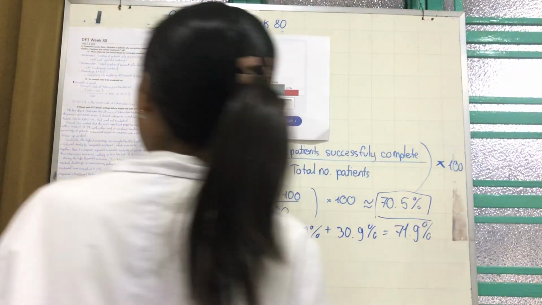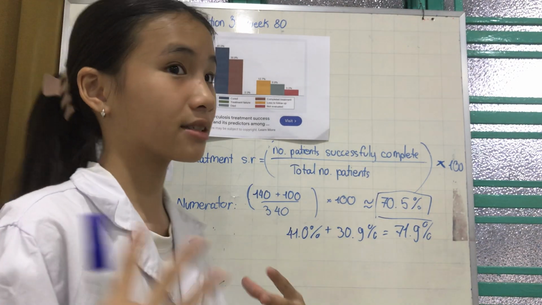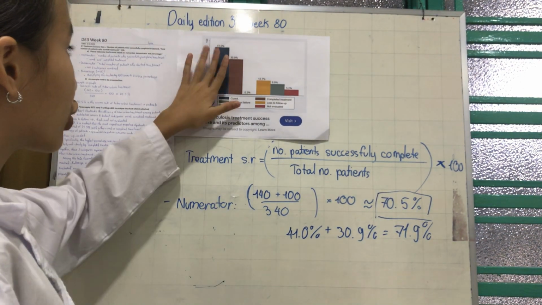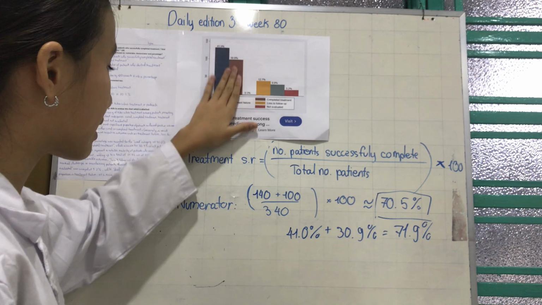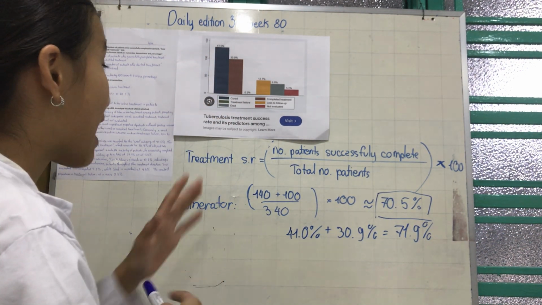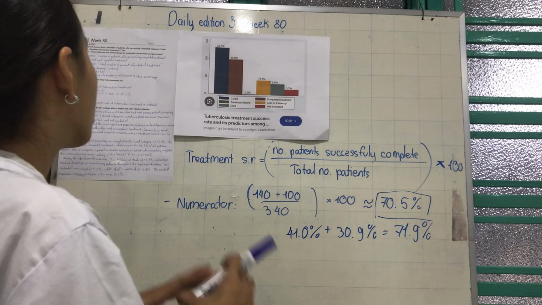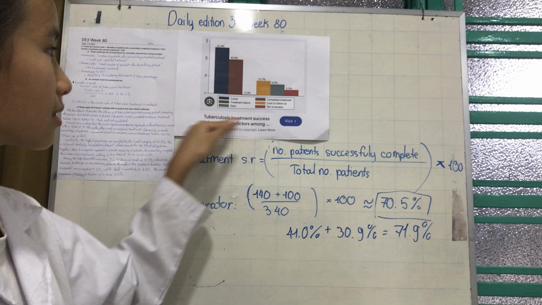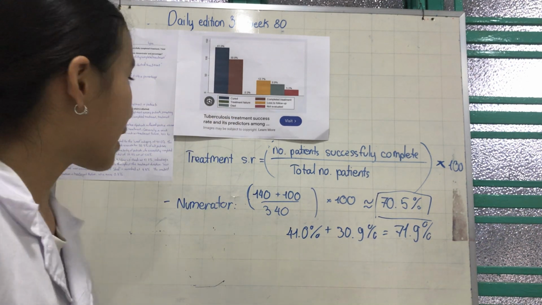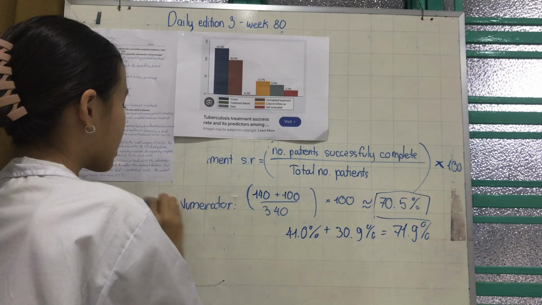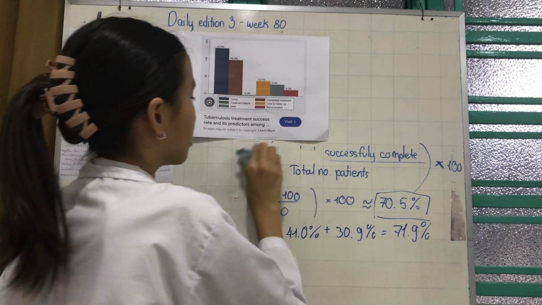And so that is an example needed to be presented too. And I've already presented the example of the cured and also the completed treatment, which is the number of patients who successfully completed the treatment. That is the success rate of the tuberculosis treatment in patients. All right, that is for problem 1. Let's move on to problem 2.